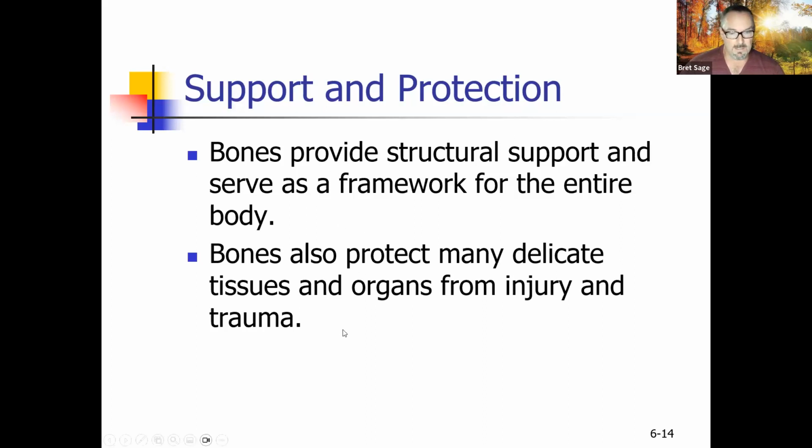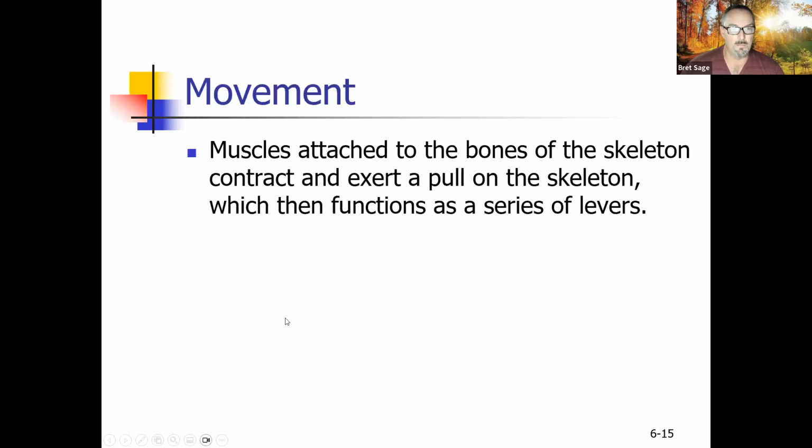Bones also protect many delicate tissues, organs, from injury and trauma. Makes sense. Movement. Well, bones are important for movement. Muscles attached to the bones of our skeleton contract and exert a pull on the skeleton, which then functions as a series of levers. So the reason why we move is that muscles pull on bones, bones pull on all the rest of our body parts, and that's how we move.